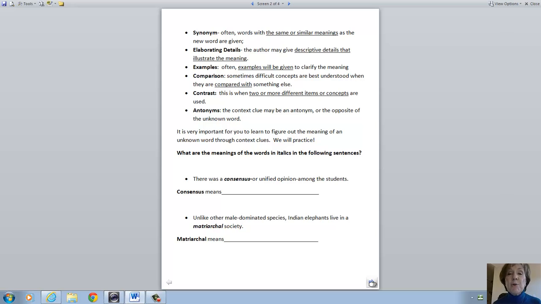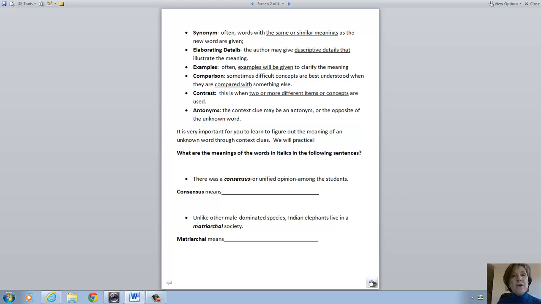It could be elaborate detail. The author may give you descriptive details that illustrate the meaning of the unknown word. It can be used as an example, like aquatic, like swimming, canoeing, skiing, aquatic. Those are examples of aquatic.